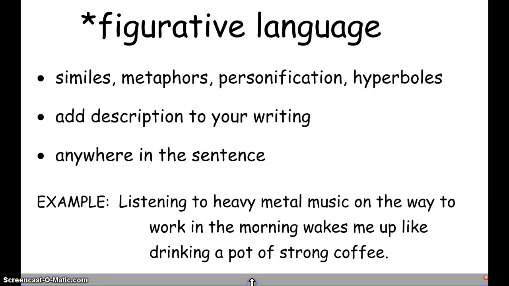So my example is, listening to heavy metal music on the way to work in the morning wakes me up like drinking a pot of strong coffee. I've got a simile here because I've got a comparison using like. I'm comparing drinking a pot of coffee to listening to heavy metal music. When we do a simile, we're thinking of, well, what quality do they both share? They both wake you up. So that's a good simile that maybe my reader, my audience, might be able to identify with a little bit more.